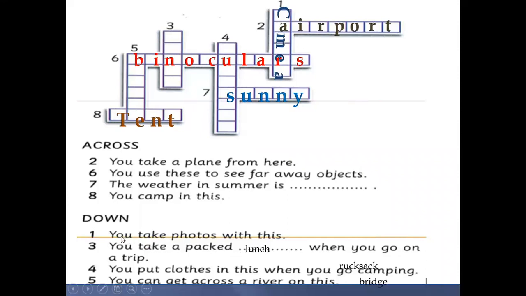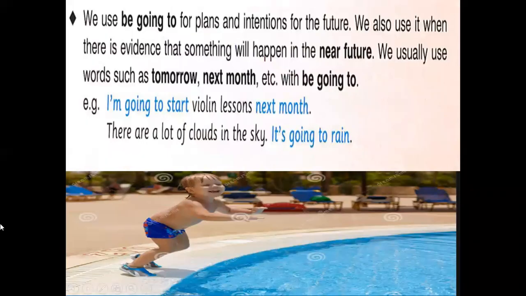So here, let's revise these again. You take photos with this camera. You take a packed lunch when you go on a trip. You put clothes in this when you go camping. This is a rucksack, and you can get across a river on this. This is a bridge.